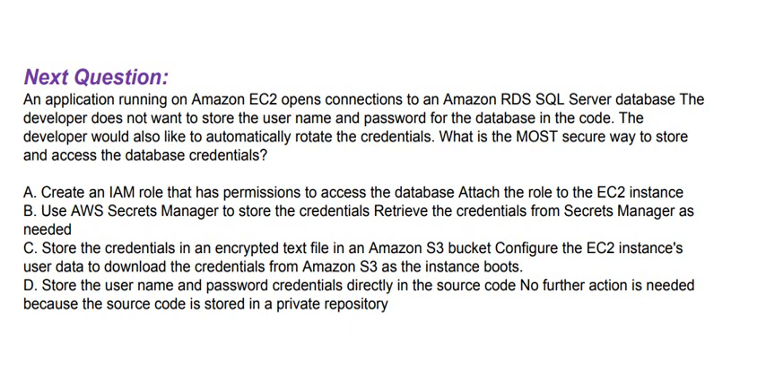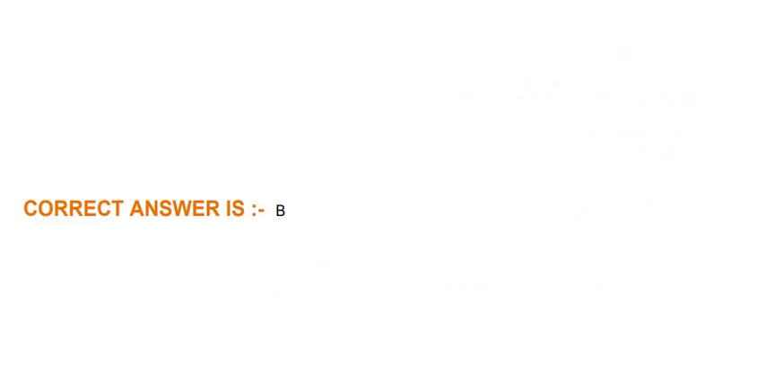Option C, store the credentials in an encrypted text file in an Amazon S3 bucket. Configure the EC2 instance's user data to download the credentials from Amazon S3 as the instance boots. And option D, store the username and password credentials directly in the source code. No further action is needed because the source code is stored in a private repository. The correct answer is option B.